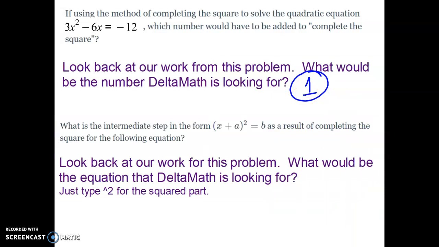All right, and the equation in this intermediate step: x plus a squared equals b. So I have something squared equals b. All right, so look at what I have in the parentheses. Before I took the square root, I had x minus 1 squared, and on this side, I had -3. So that is what Delta Math is going to be looking for for that intermediate step in the middle.